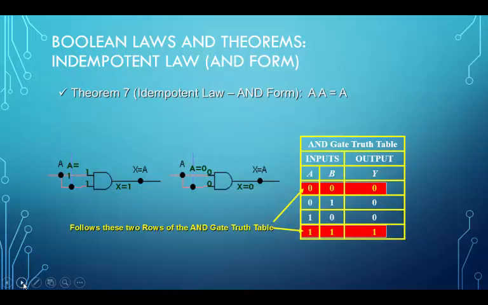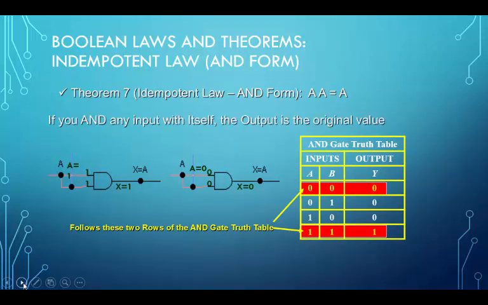And it also applies for the AND function. If you AND any input with itself, the output is the original function. So A ANDed with A, if it's a 1, gives us a 1. If it's a 0, gives us a 0.